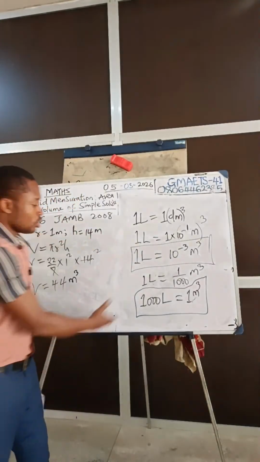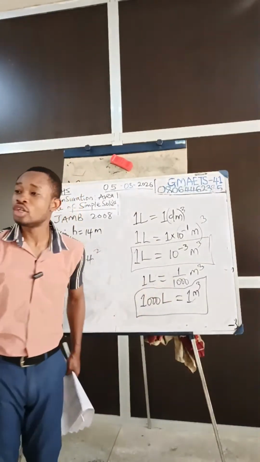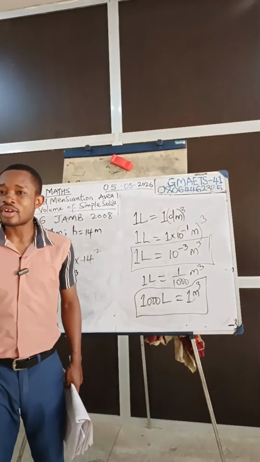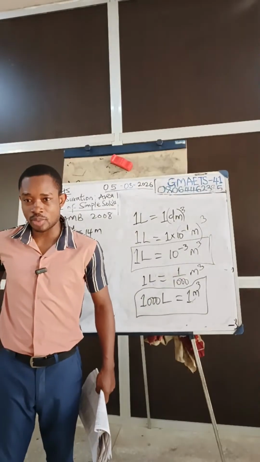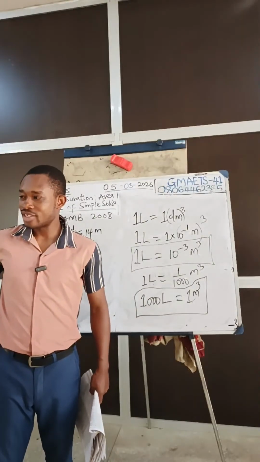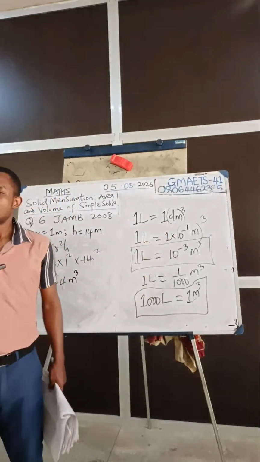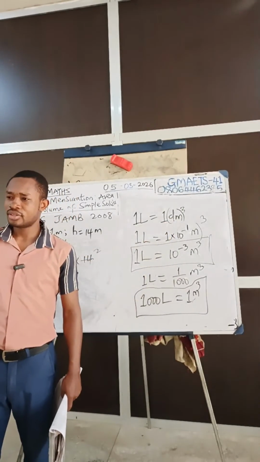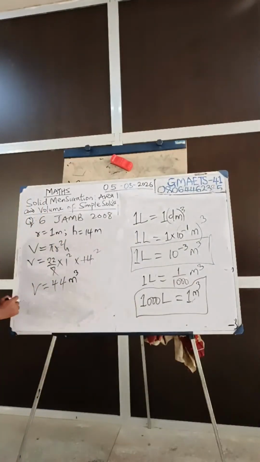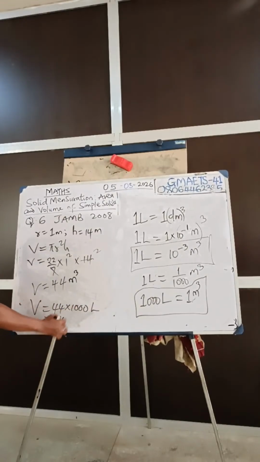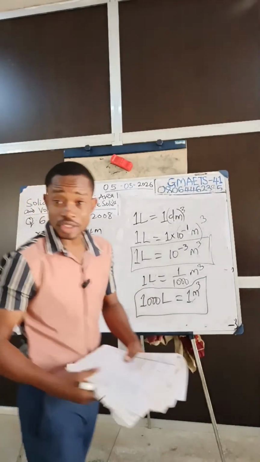So I've shown you how you get a conversion. All you just need to cram is this. However, don't just end at cramming. If I just wanted you to cram, I would have just told you earlier, multiply this by 1000. But I saw the need to show you the implication of this. Therefore, we could say that the capacity is 44 times 1000 liter, which is 44,000 liter. That's the answer. We are done with this question.